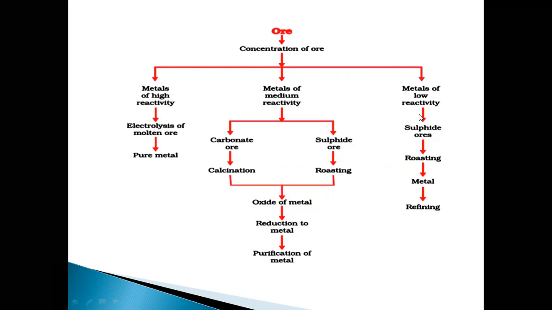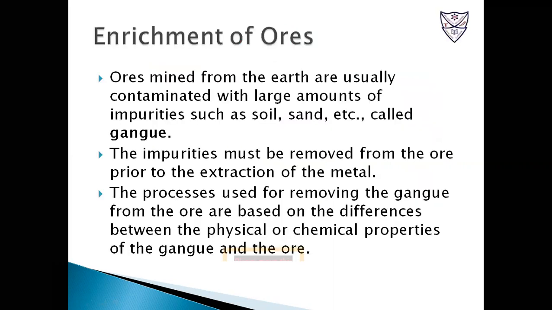If the metal is low reactive and is a sulfide ore, again roasting, and then the metal, and then the refining process. This is the table you have to learn. It will be easy if you know the metal reactivities: potassium, sodium, calcium, magnesium, and so on, and we can bifurcate that.